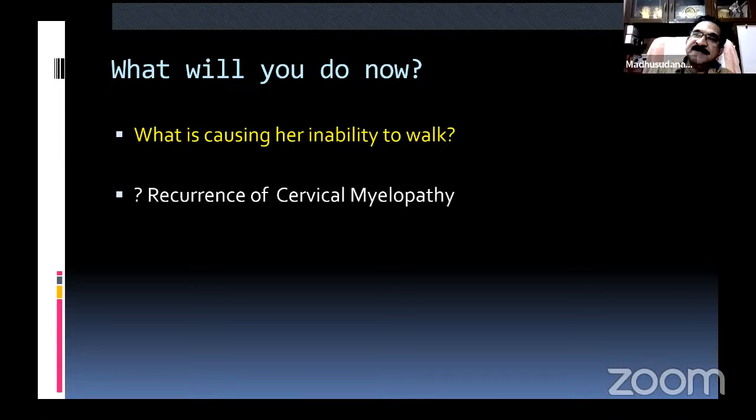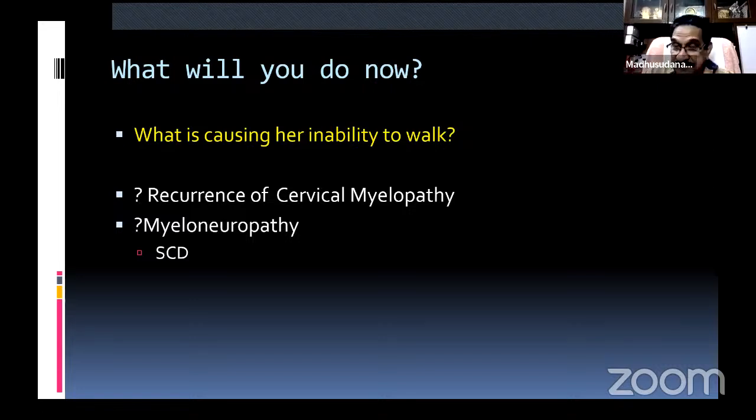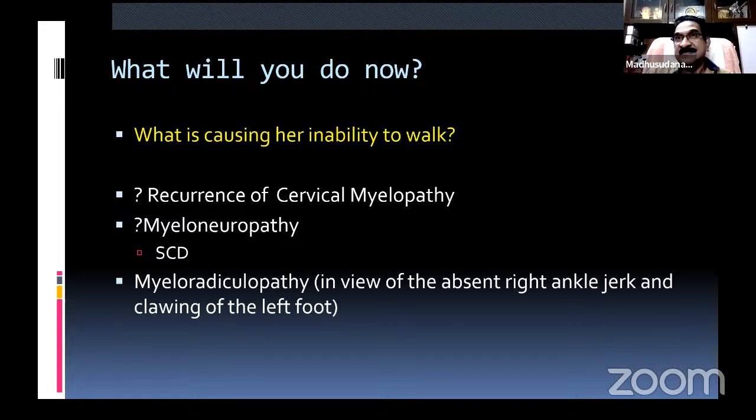So is it recurrence of cervical myelopathy in our patient or myeloneuropathy? Something like a subacute combined degeneration. And the picture I showed was the old one, not the recent one. The recent one I'm going to show. And myeloradiculopathy, with the absent ankle jerk and clawing of the left foot. So these are the things which should come to your mind.